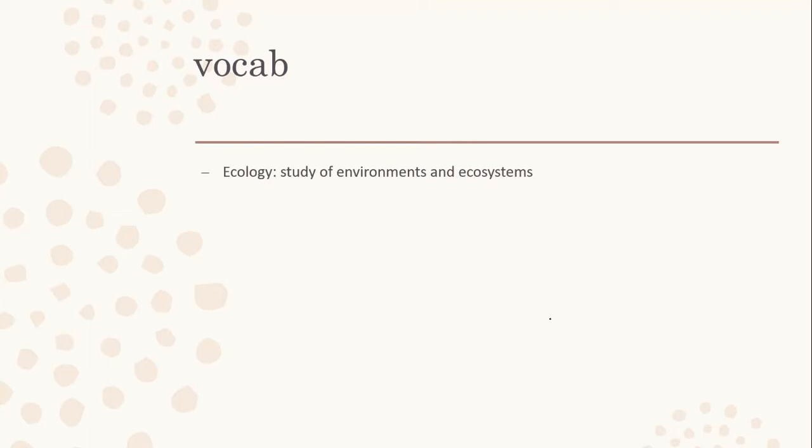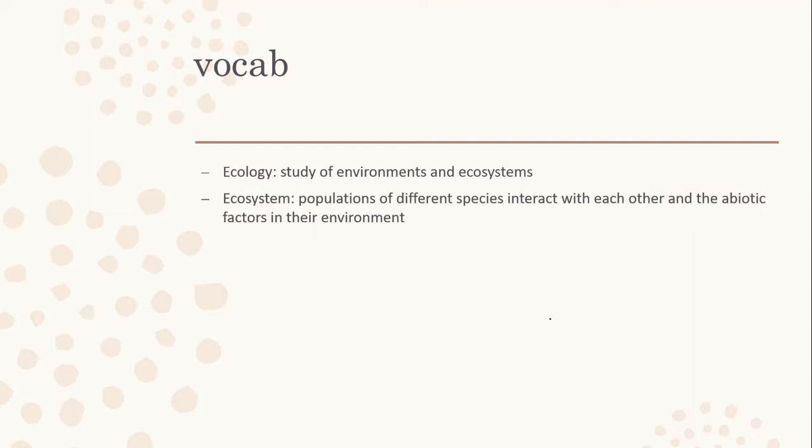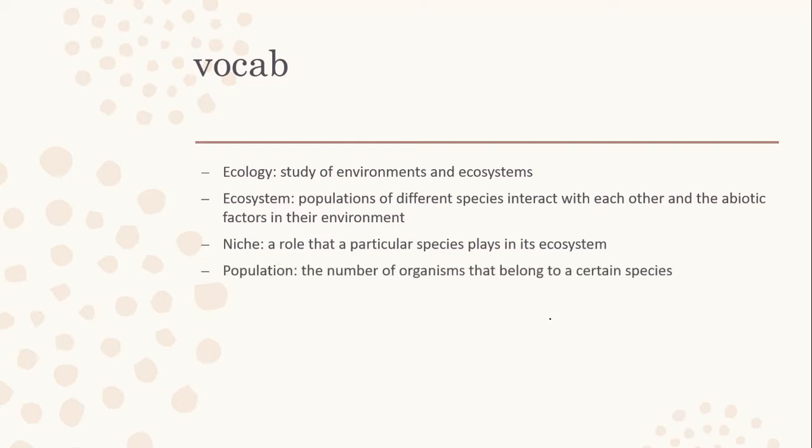1, ecology, that's just the study of environments and ecosystems. An ecosystem is populations of different species that interact with each other and the abiotic factors in their environment. So it's looking at all the animals, their populations, how they interact with each other, and how they relate to the abiotic factors, which are the non-living ones. A niche, like I was saying before, is a role or a job that a particular species plays in its ecosystem. A population is the number of organisms that belong to a certain species.